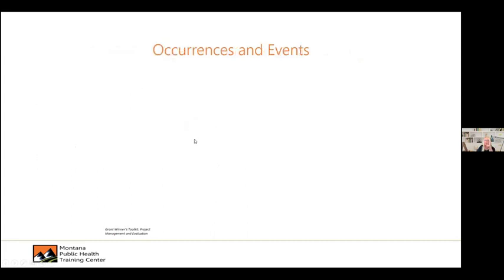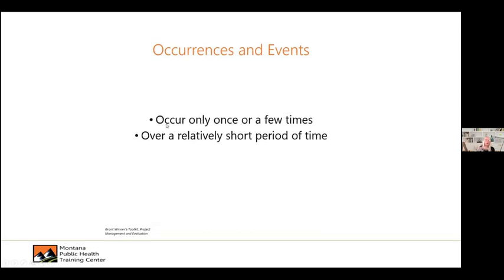Obviously, salaries. Then occurrences and events. These are used to describe project activities that take place randomly, a few times, and extend over a relatively short period of time. An example would be if you had a grand opening or a gala or an open house, right? What are the things that are coming in the future that might either cost money or make you money?